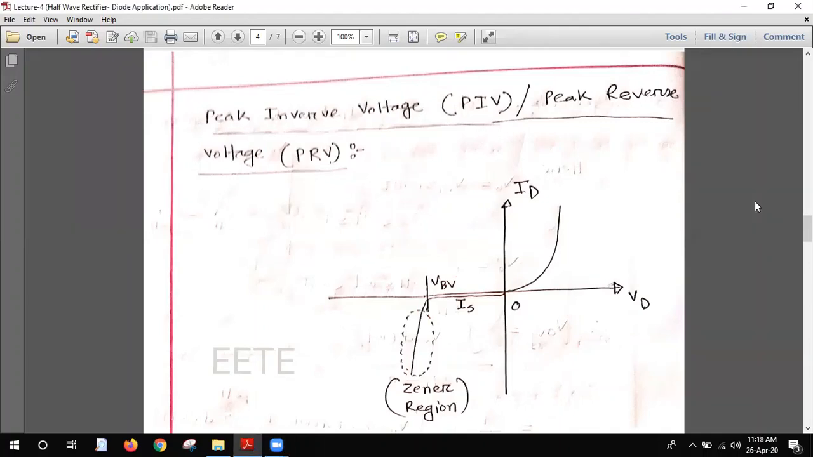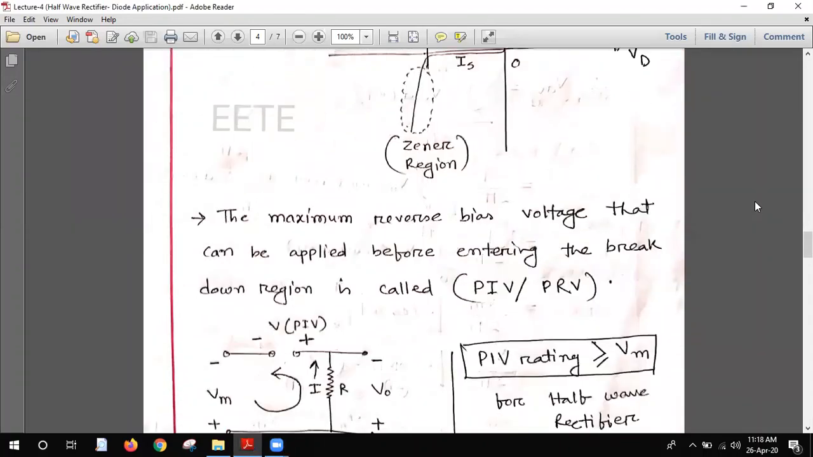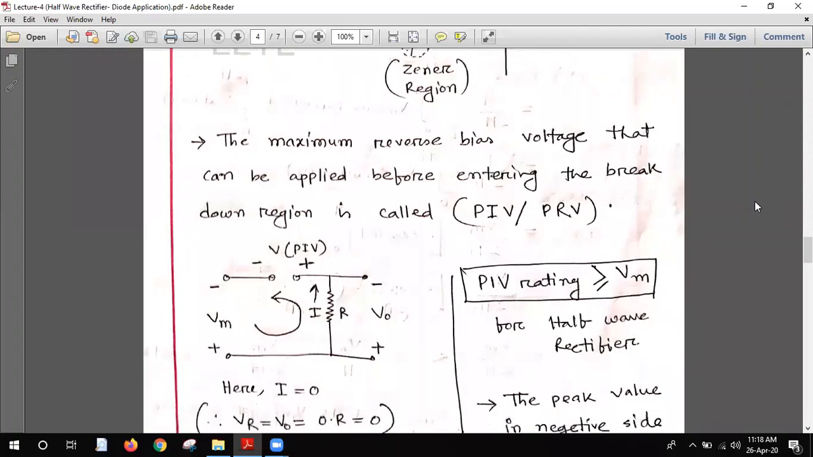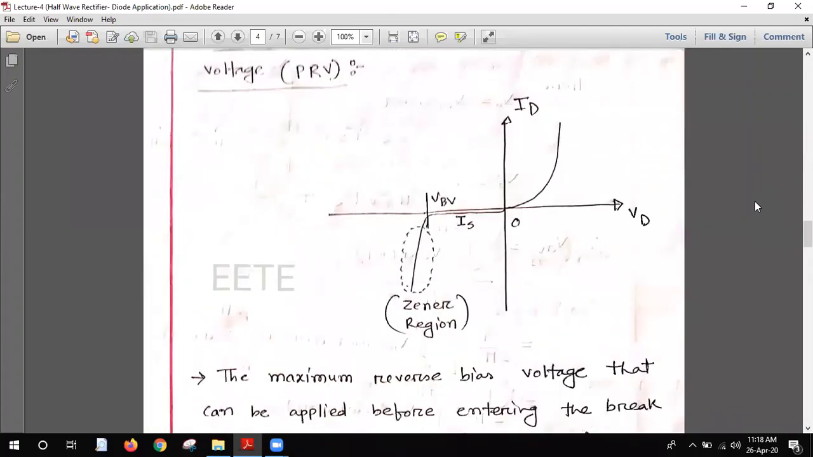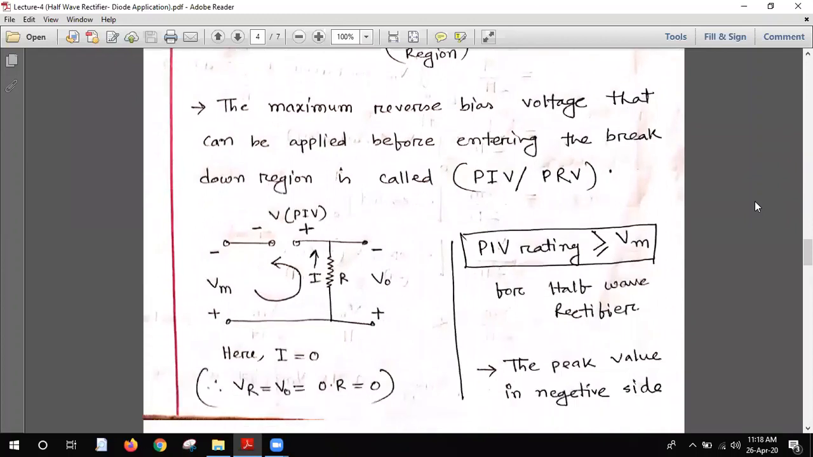Okay, going to the next. So that's why it was written, you see that the maximum reverse bias voltage that can be applied before entering the breakdown region is called PIV or PRV, peak inverse voltage or peak reverse voltage. Both are the same.